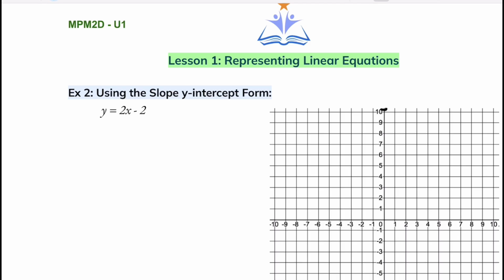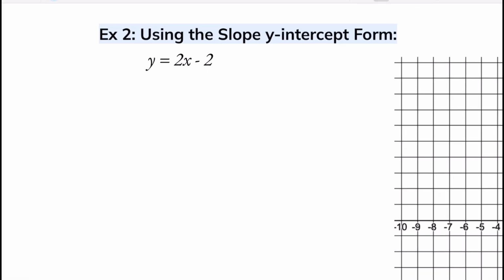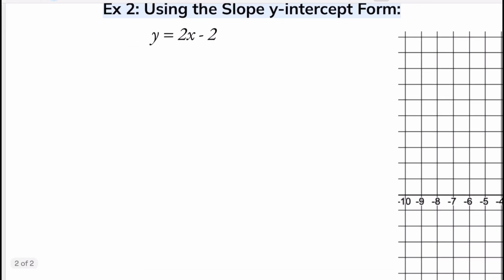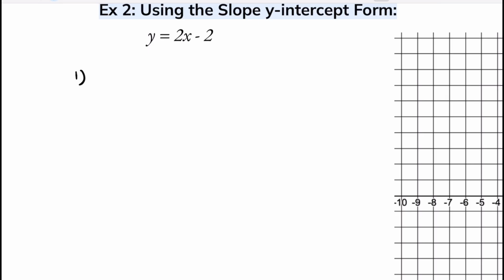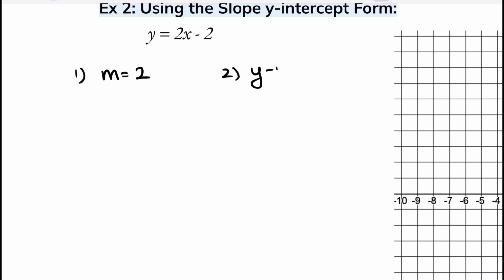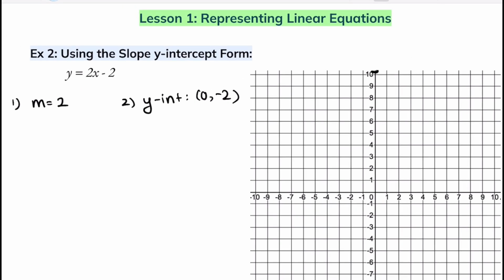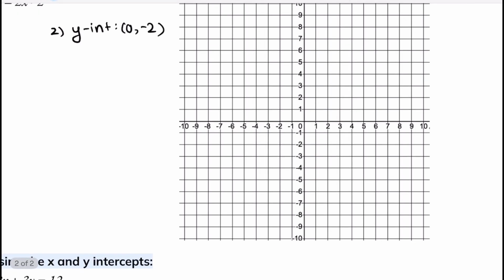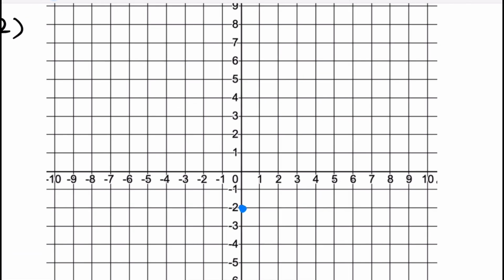So here we have a linear equation, and we're going to graph this using the slope y-intercept form. When you're given an equation like this, the first thing you want to do is write the slope. This is in the form of y is equal to mx plus b, where m is this and b is this. So our slope is 2, and our y-intercept is 0, -2. You can go ahead and plot this point right here, because we already have one point on this line. So this is right here, 0, -2.